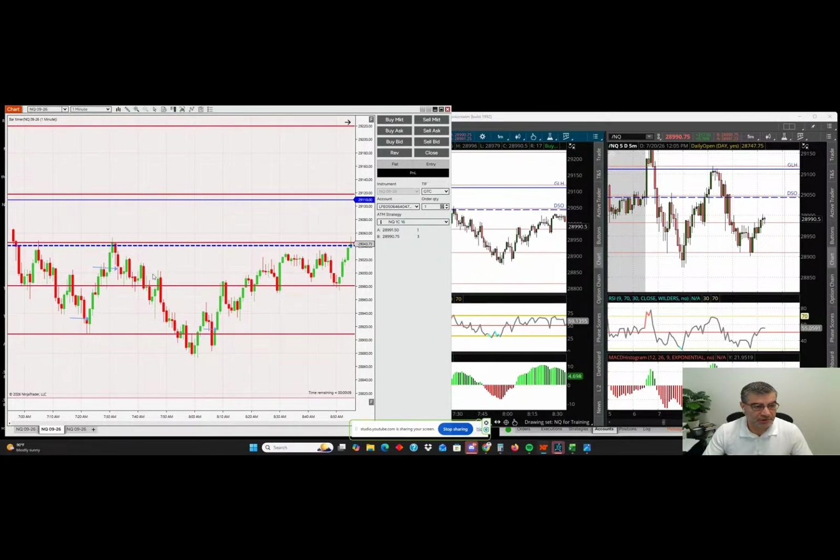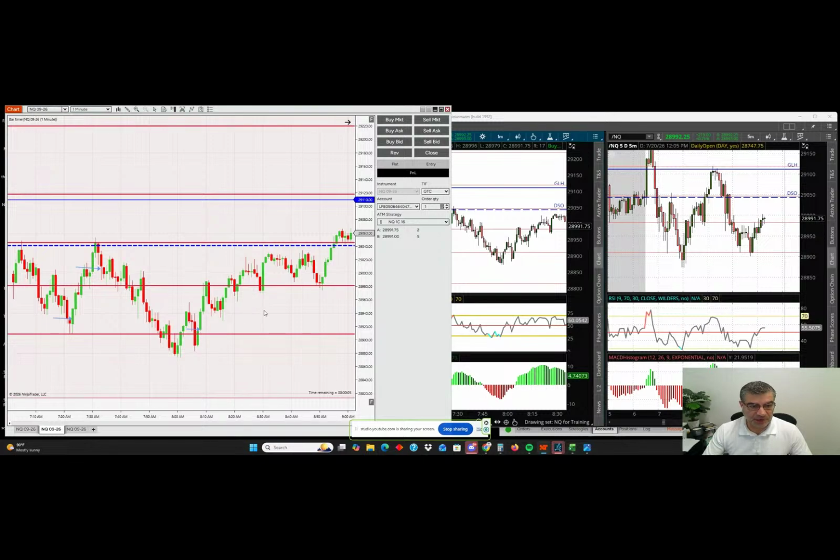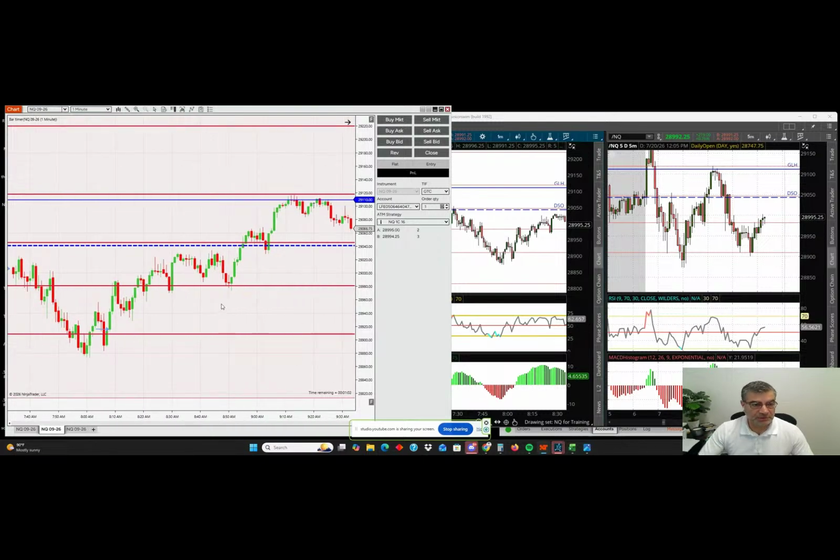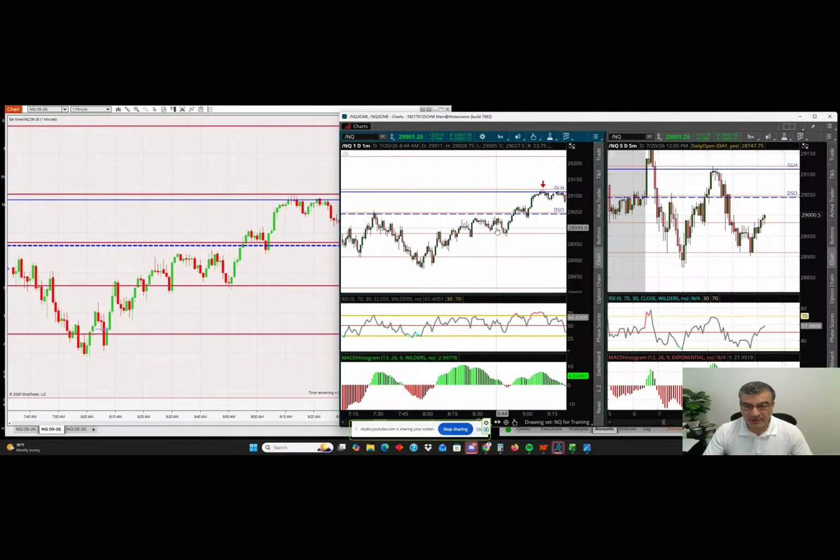Short right there. Okay, so then the market climbed higher, and this time again couldn't go to the day session open. It went back up, came down, and tested this level, which was right there.